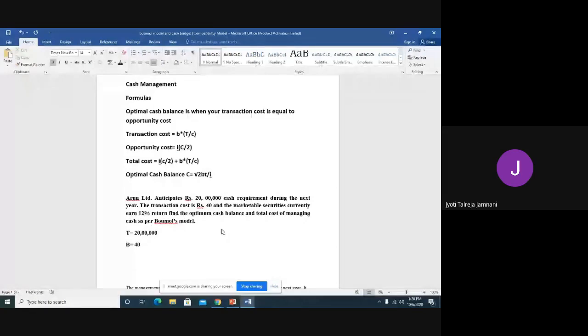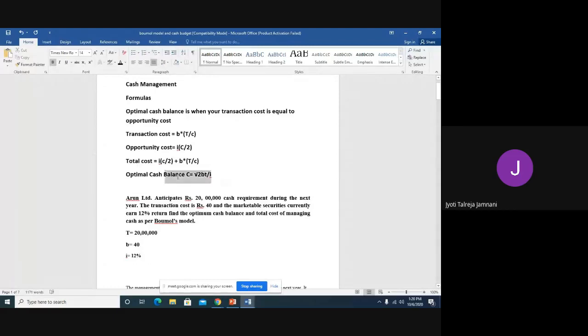So you need to first write it down like this, as to what all is given, and then start solving. The marketable securities currently earn 12% returns. So what is this 12%? Anybody? It is I. I is 12%. So that is the interest that you will lose if you don't invest your money. So these are the three things given. And they have asked you to find the optimum cash balance and total cost of managing cash as per the Baumol model.